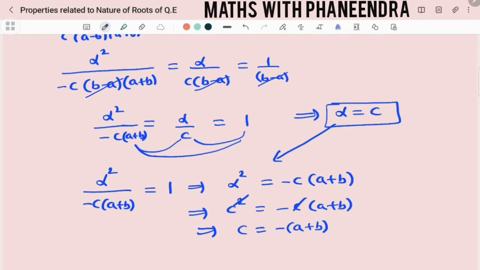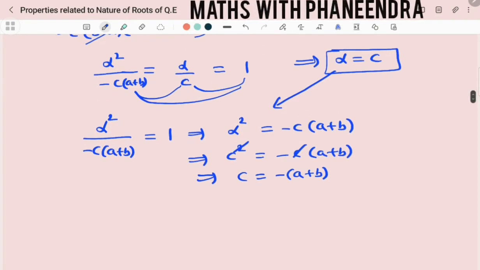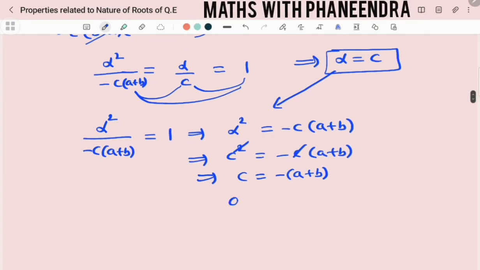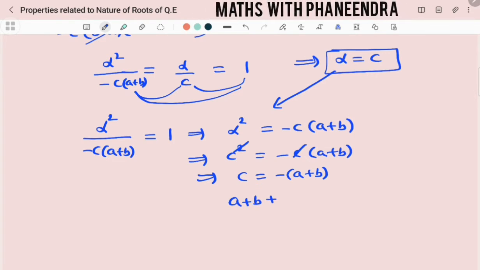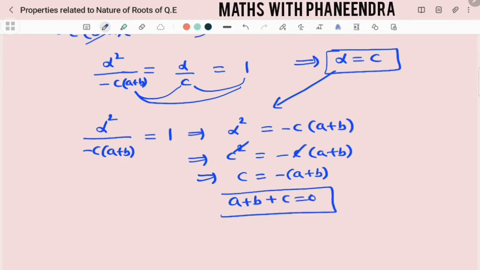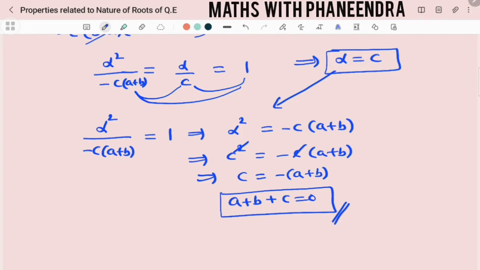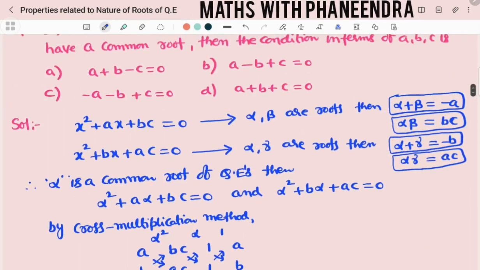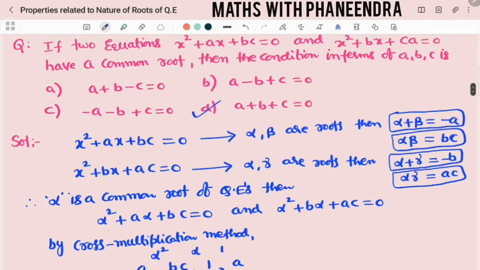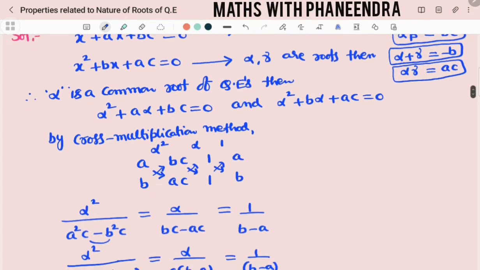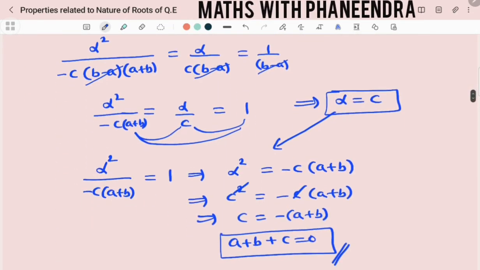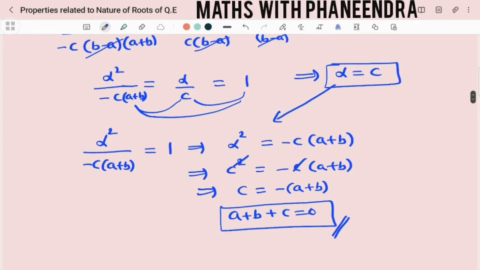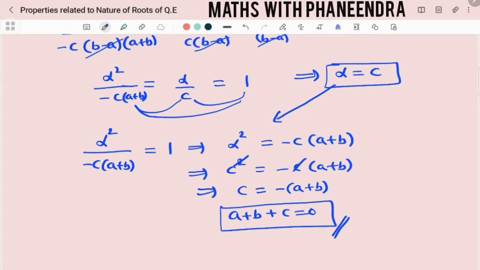That minus of a plus b we can take this side now. So complete minus of a plus b can take this side, plus a plus b. Already plus c is there. A plus b plus c is equal to 0 now. This is the condition, the relation between a, b, c. A plus b plus c is equal to 0, which is there in the fourth option. Then the condition in terms of a, b, c, I hope you understand, dear students. Alpha is equal to c; by equating, anyway these three are equal, we can get it.